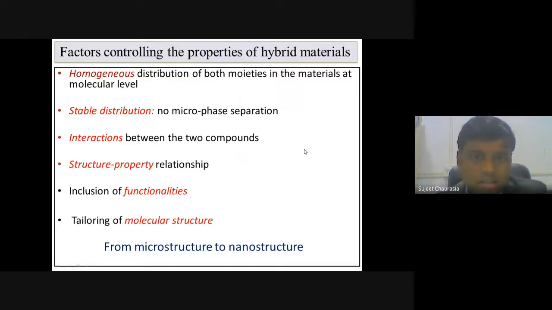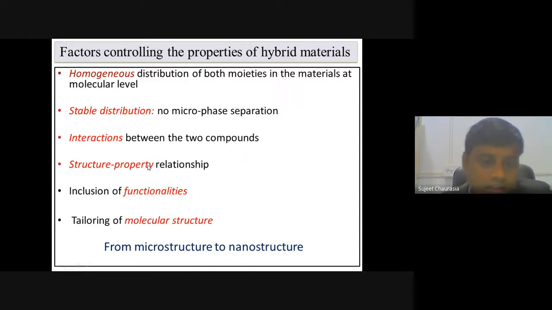These are the factors which control the overall property of the hybrid material: the homogeneous distribution of the filler particle in the polar polymer matrix at the molecular level, stable with no microphase separation occurring; a specific interaction between the organic and inorganic part; and the structure-property relationship, that is, by changing the chain length and functional group, their property can be changed and enhanced.